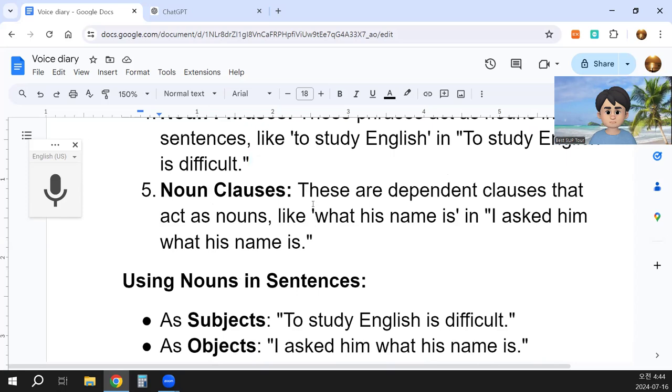Noun clause. These are dependent clauses that act as nouns, like what his name is. I asked him what his name is. What is his name? Or what his name is?